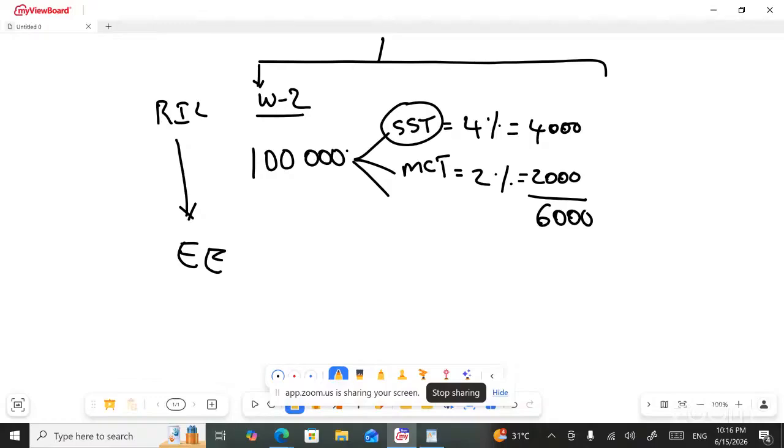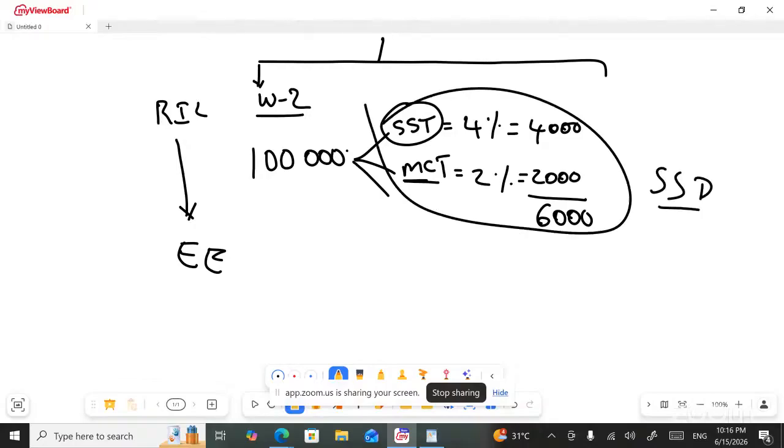Like that. One more tax is Medicare tax, MCT. Medicare tax is also paid by the employer on behalf of the employee to another department. Social security department it is, to that department it is paying. Finally, cost to Reliance India Limited: 1 lakh paying to the employee, and additionally 6,000 paying to another department on behalf of the employee. Total cost to the employer is 1 lakh 6,000.